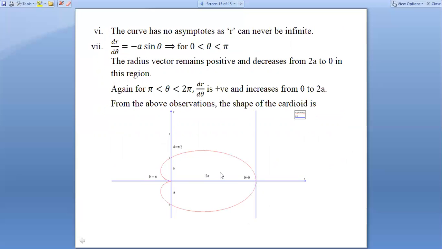Similarly, you can trace other polar curves as well, looking into these observations. Thank you.